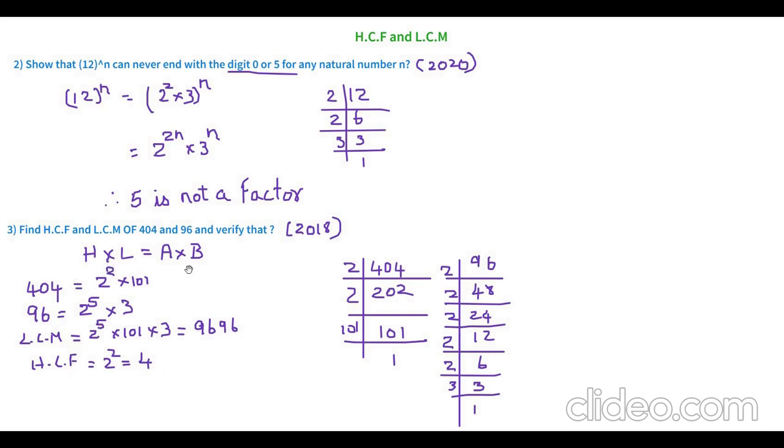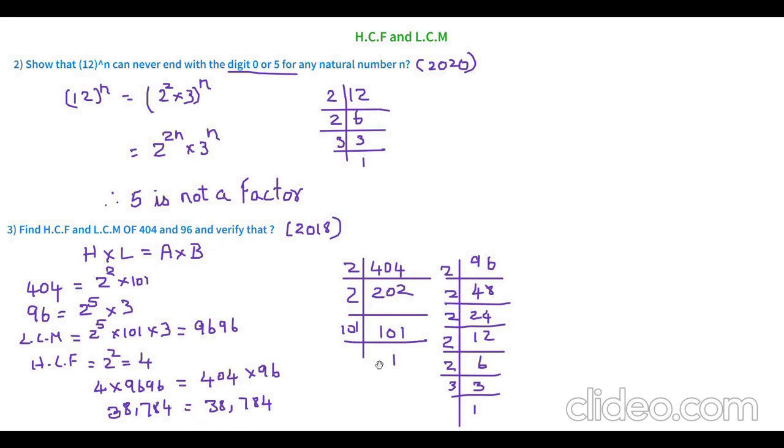So now let's use the formula H times L equals A times B. So H is 4. 4 times 9696 should be equal to 404 times 96. So when we multiply these two, we get 38,784, and when we multiply these two, we get again 38,784. So now these two are equal. So we have verified that the product of HCF and LCM is equal to the product of the two numbers.